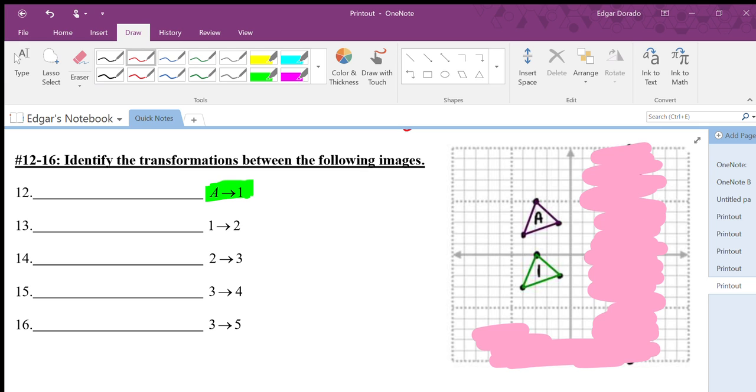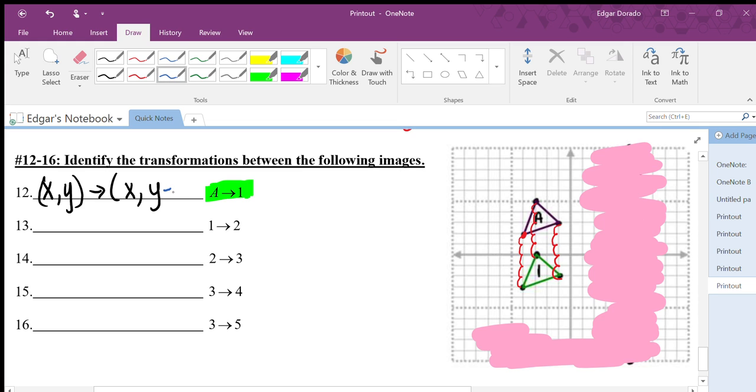Now notice that all my values, all my vertices are going down. 1, 2, 3, 4, 5. 1, 2, 3, 4, 5. 1, 2, 3, 4, 5. My x's seem to stay the same. So my rule here is going to be (x, y). My x's stay the same, but all my y's went down 5. So (x, y) turns into (x, y - 5).